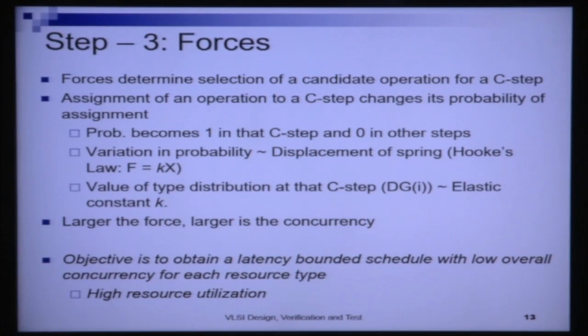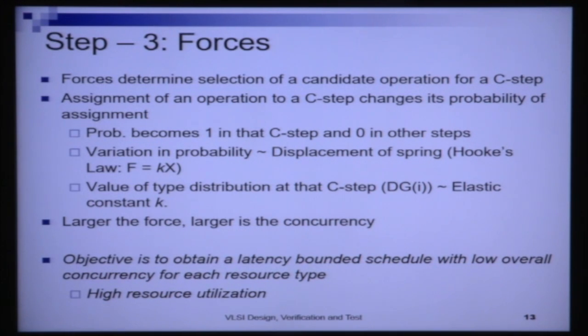Now, how do these forces relate to these probabilities? The variation in probability has been equated to the displacement of a spring in Hooke's law. So, Hooke's law tells that the force on a spring is proportional to the displacement x. The force F on a spring is proportional to the displacement of the spring, and that displacement value is given by x.